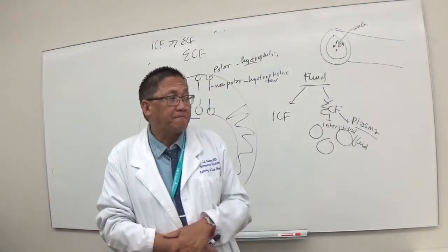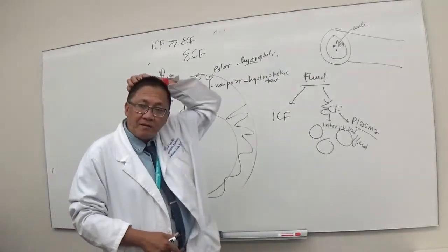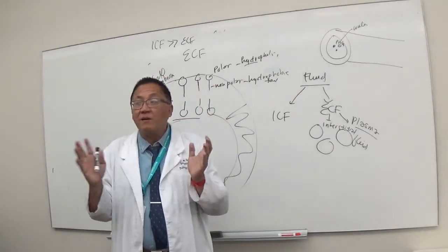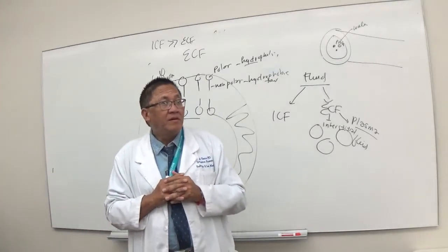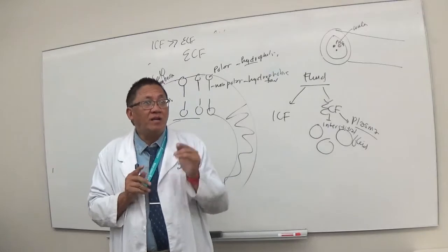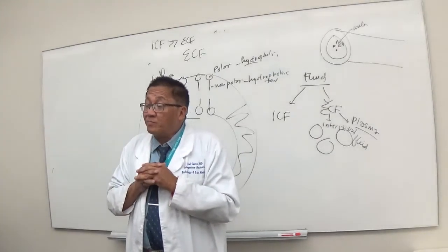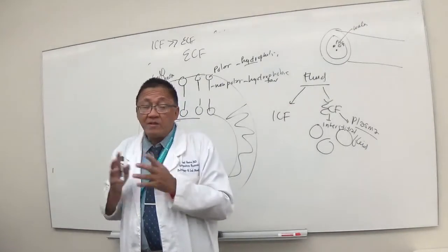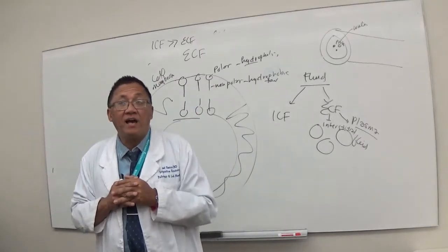Is that clear? Okay? So, we talk about the plasma membrane. The plasma membrane regulates the entry of substances into and out of the cell, right? And that's one important characteristic. It also helps protect the cell. It prevents the water from coming out. It prevents dehydration.